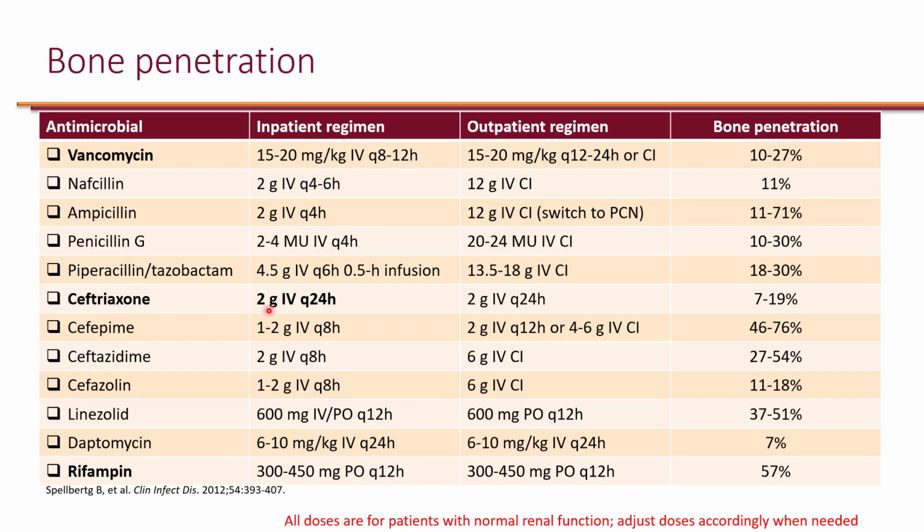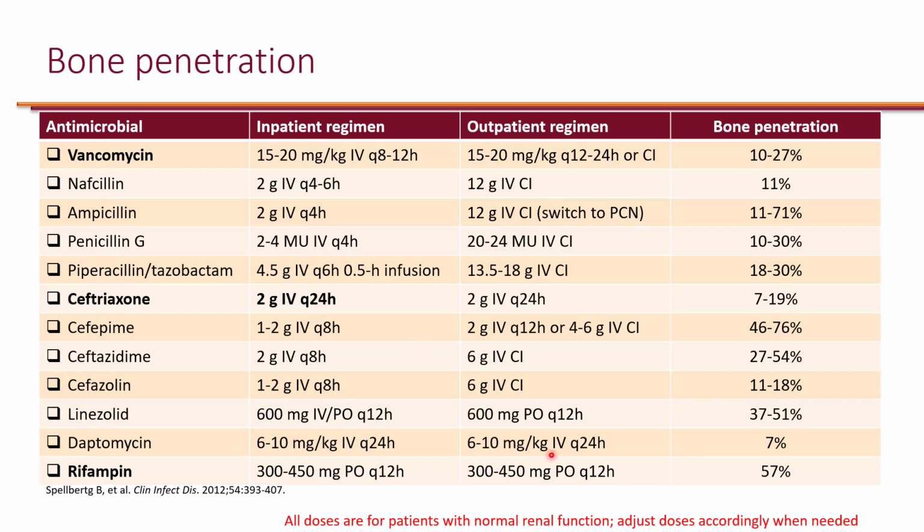Now, ceftriaxone, it's really important to keep in mind that the usual dose of ceftriaxone is 1 gram once a day. Because of its poor bone penetration, typically less than 20% of it gets to the bone, so it is recommended to use a higher dose of 2 gram once a day when it comes to osteomyelitis.